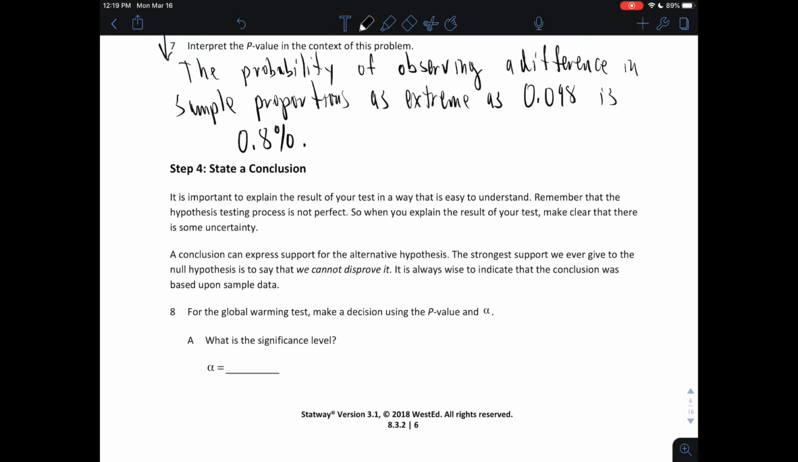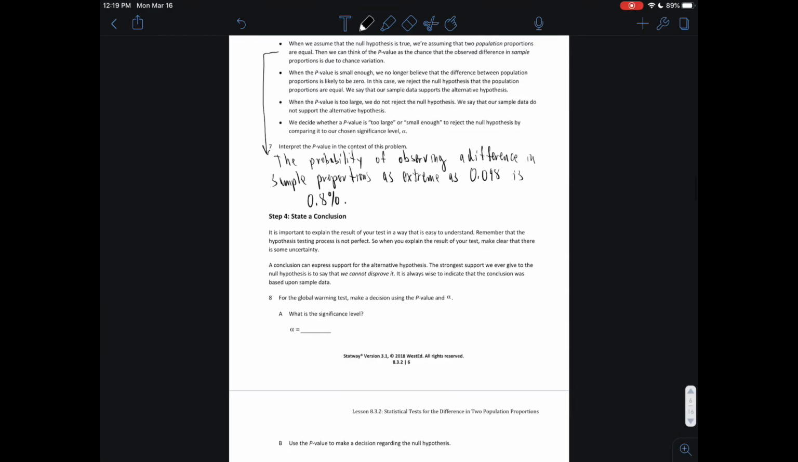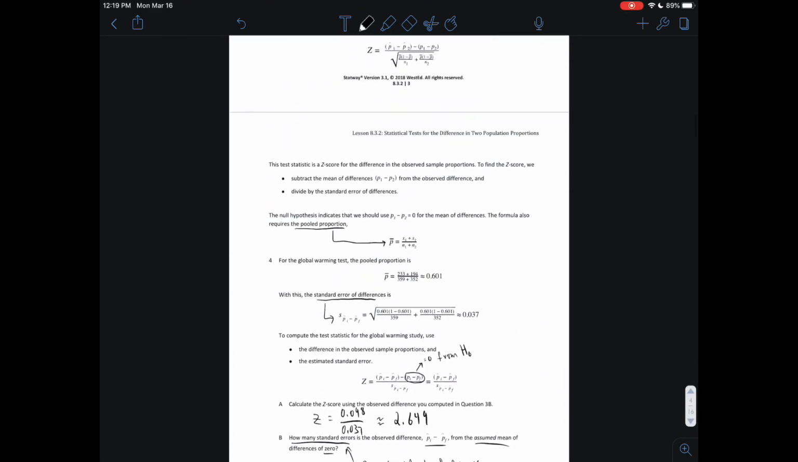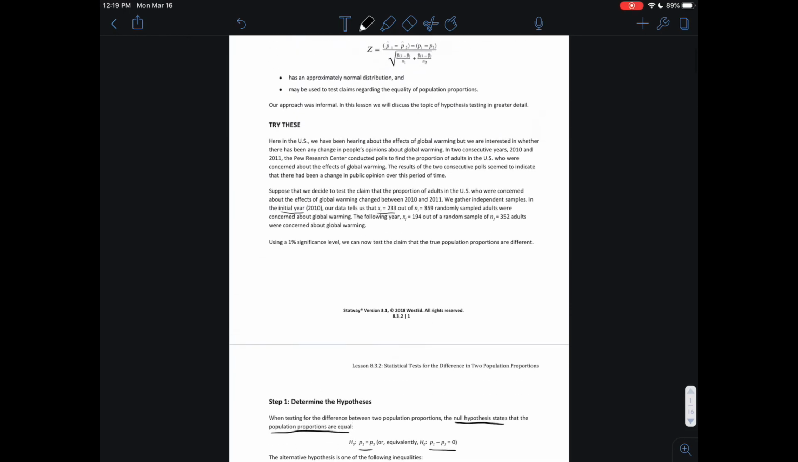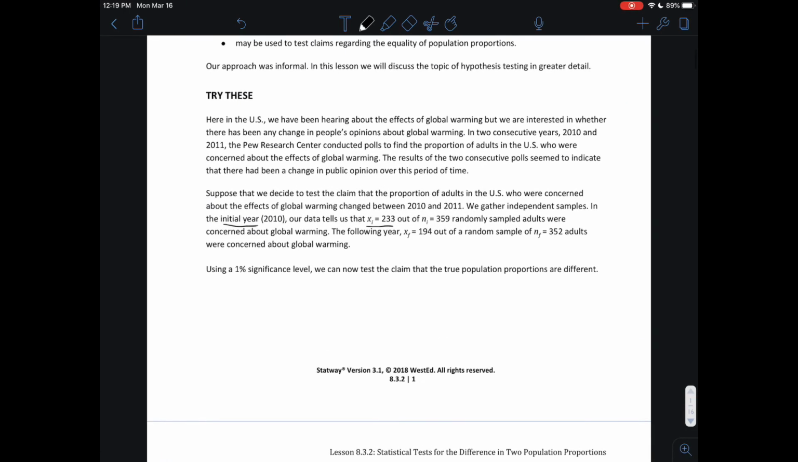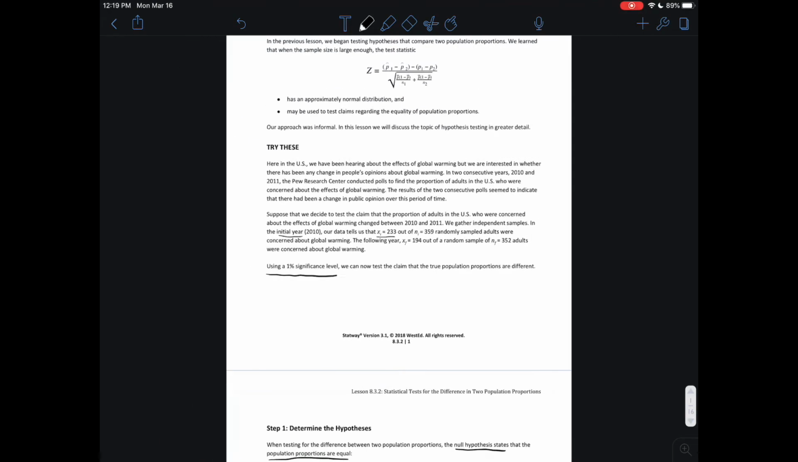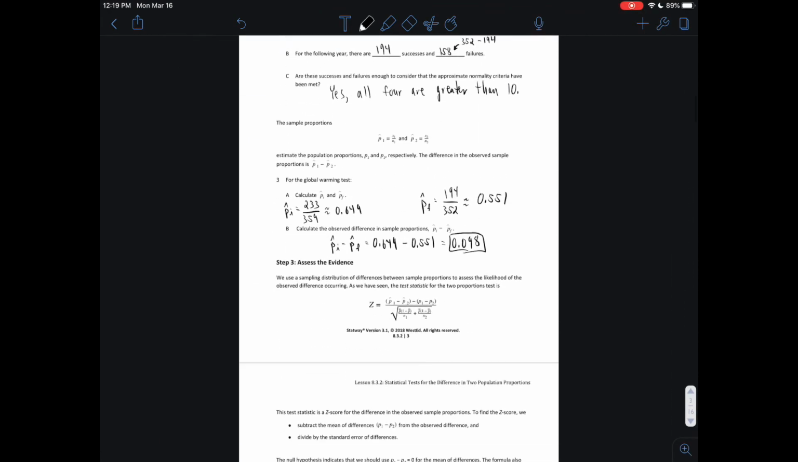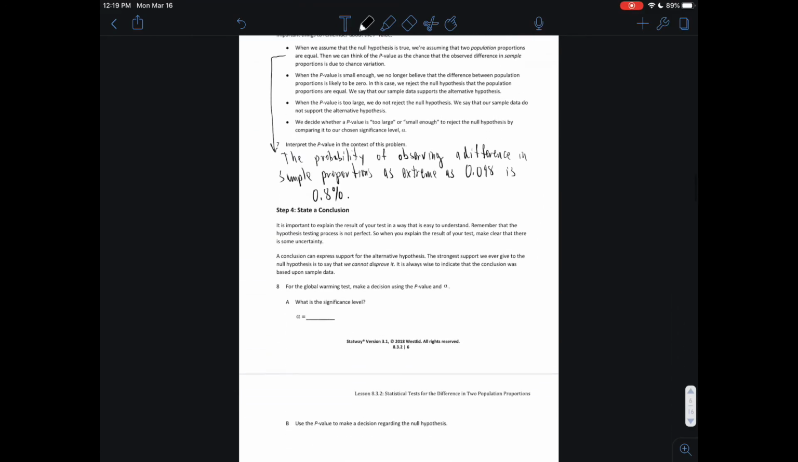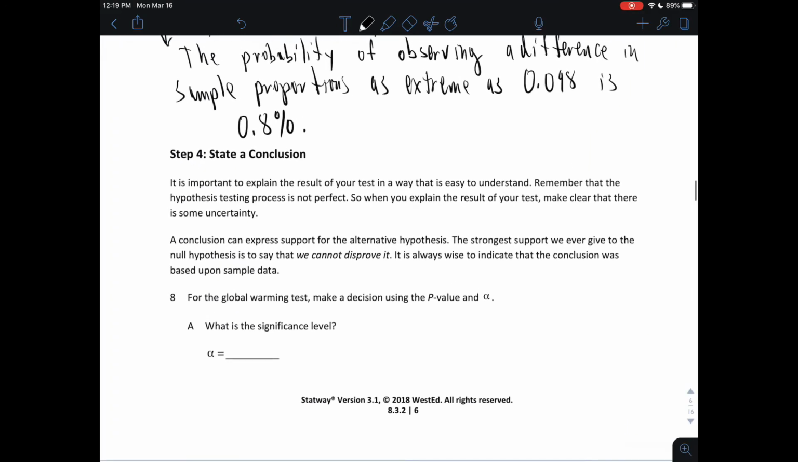Number 8, for the global warming test, make a decision using the p-value and alpha. So first, part A, what is the significance level? If you go all the way back to the beginning of this problem, you'll see that what we were given was a 1% significance level. That's on the first page of this lesson. So in this case, alpha is 1%. We can write that as a percent, but we should also think of that as a decimal. So 1%, which is also equal to 0.01.